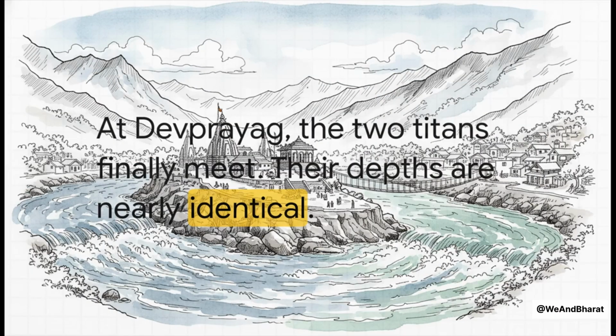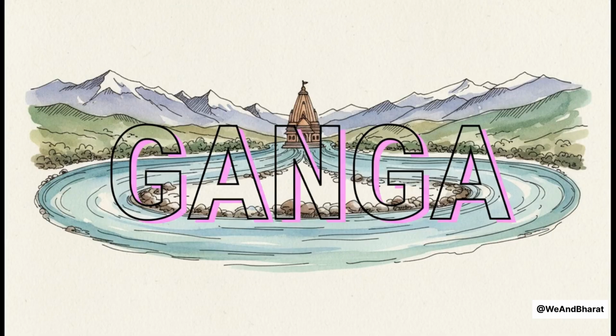So at Dev Prayag, you have this incredible showdown. These two titans finally converge. On one side, you've got the immense collected power of the Alaknanda. On the other, the incredibly significant Bhagirathi. And just like at our very first confluence, their depths are almost identical. So what happens when two rivers of equal depth meet? A totally new river is born.